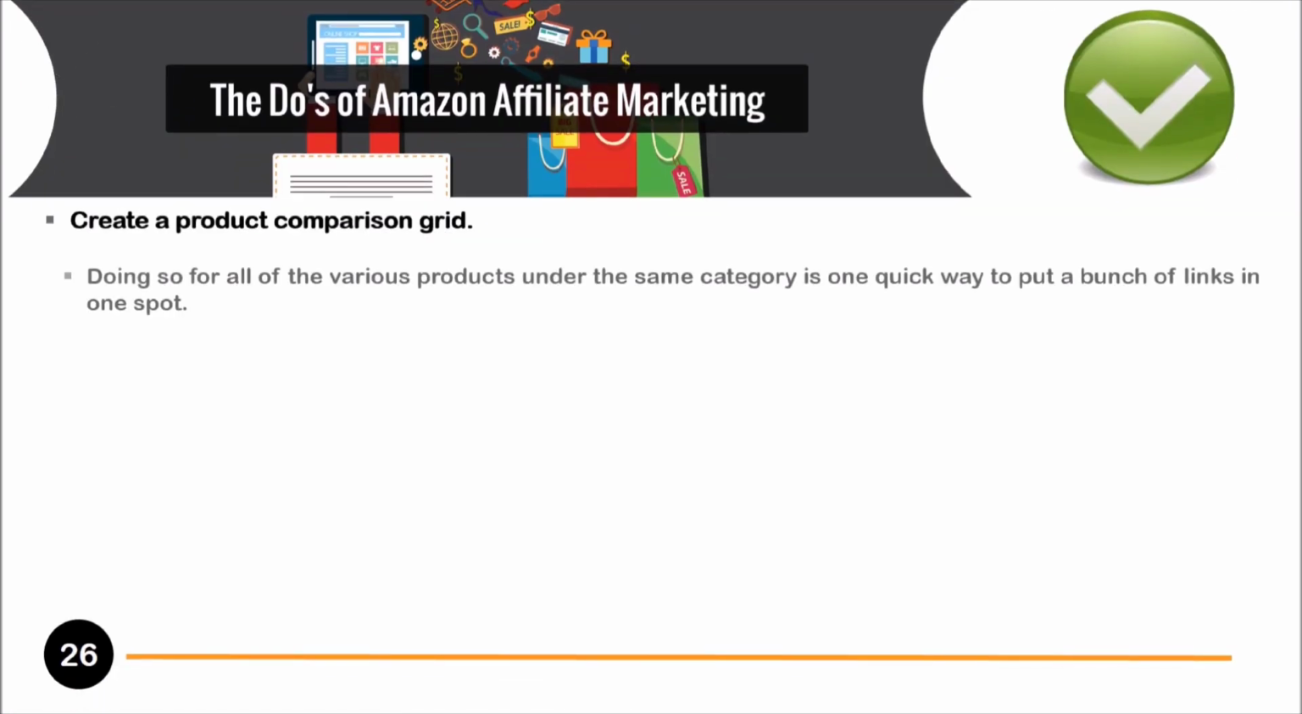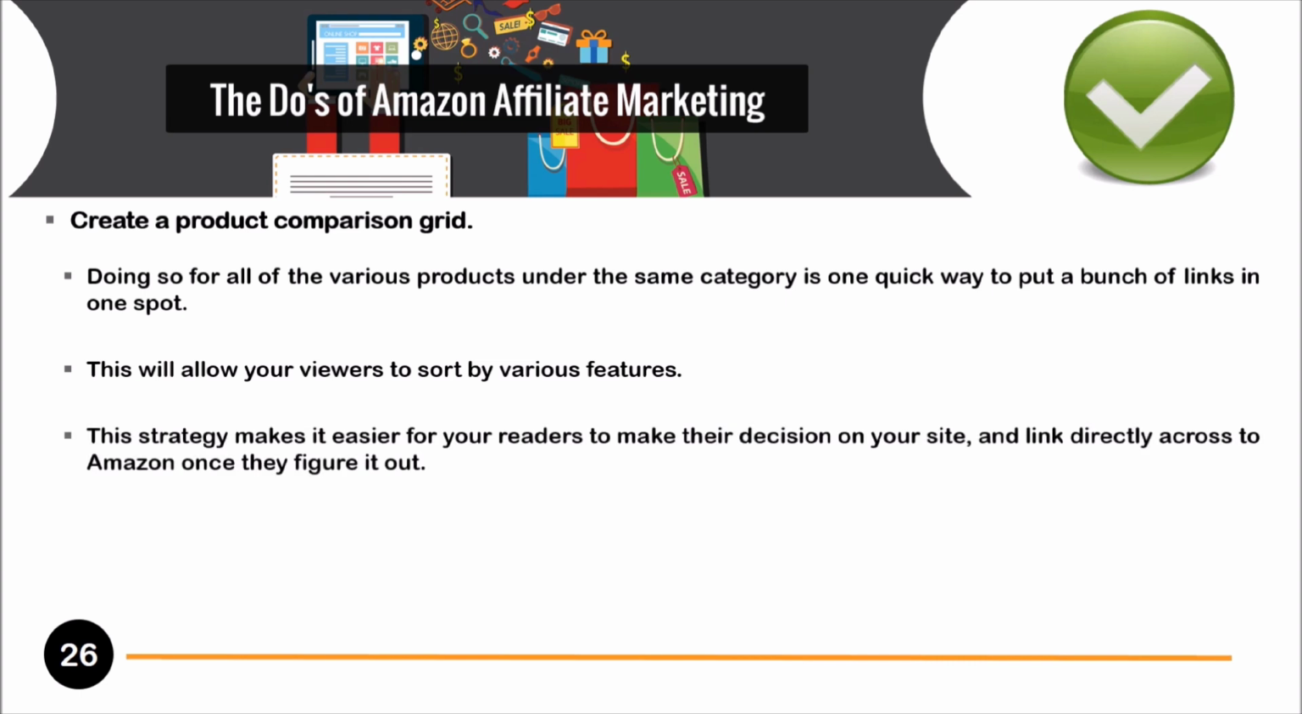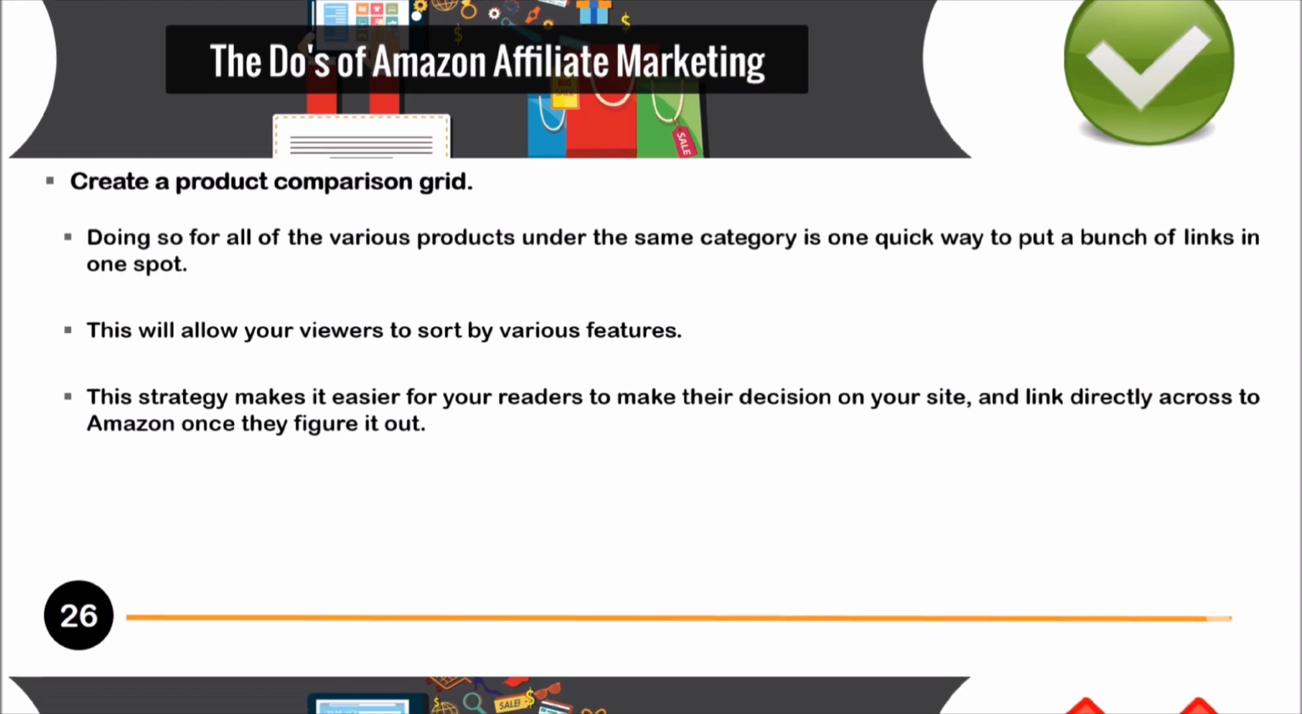Create a product comparison grid. Doing so for all of the products under the same category is one quick way to get a bunch of links in one spot. This will allow your viewers to sort by various features. This strategy makes it easier for your readers to make their decision on your site and link directly across to Amazon once they figure it out.